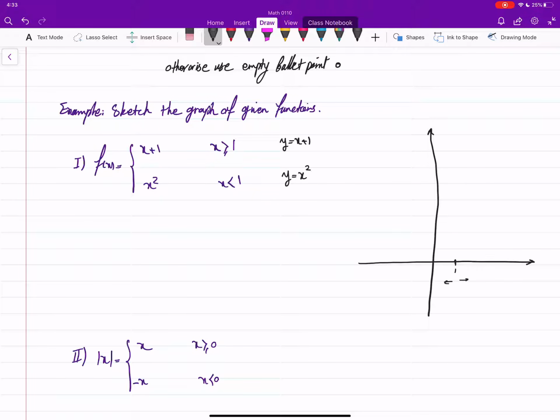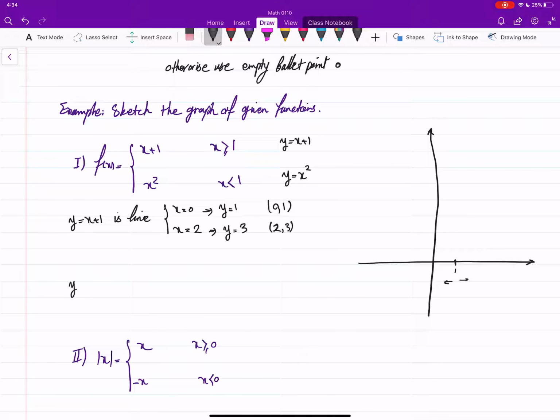y equal to x squared, while y equal to x plus 1 is a line, and we need 2 points for that. So x equal to 0 gives me y equal to 1. 0, 1 is 1 point. x equal to 2 gives me y equal to 3, and that gives 2, 3, another point.